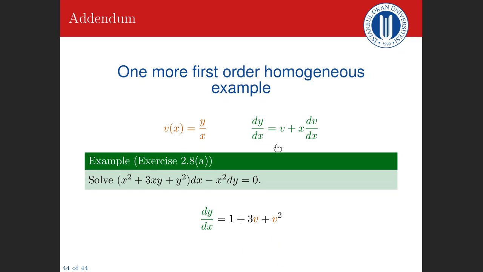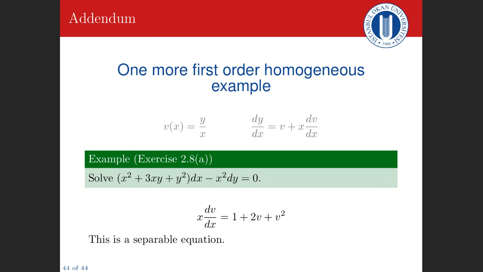We also want to use this green formula. dy/dx is v plus x dv/dx. I want to take the green formula and use it to replace the dy/dx. I have v plus x dv/dx is 1 plus 3v plus v squared. We can cancel the v on the left with one of the v's on the right, to get x dv/dx is 1 plus 2v plus v squared.